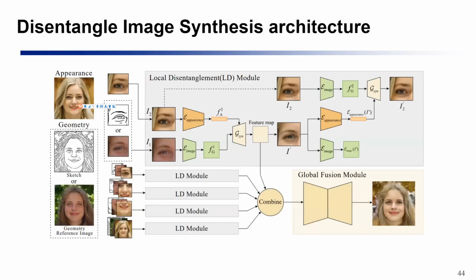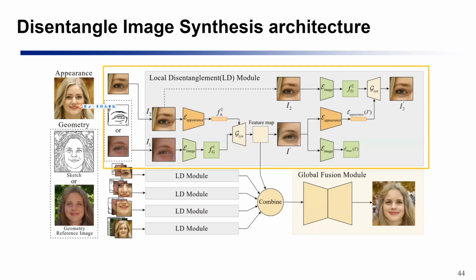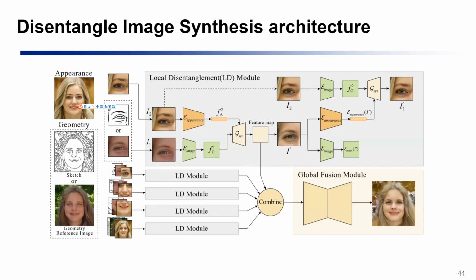Here is the overview of the network architecture. We use a local to global approach to process face components individually. This method consists of two subnetworks. The first subnetwork is the local disentanglement module. The second subnetwork is the global fusion module. Next, we will introduce each component in detail.